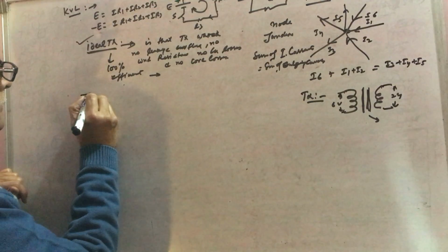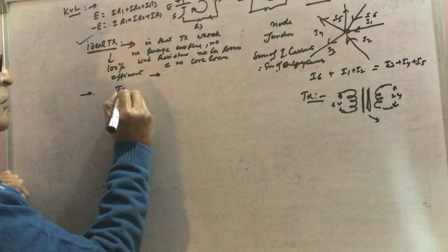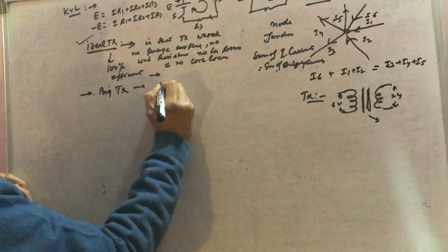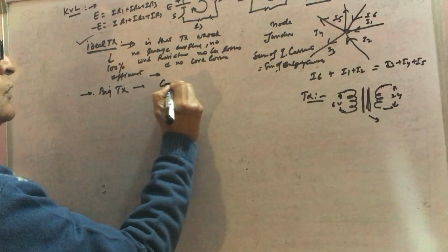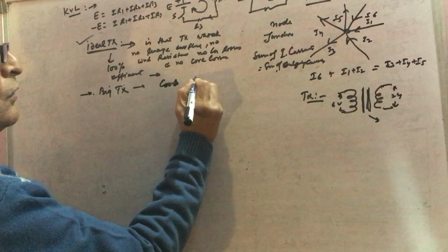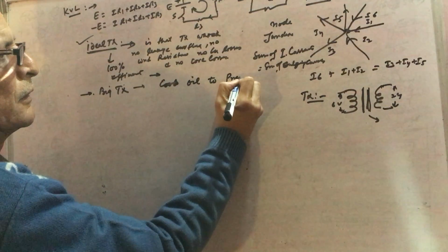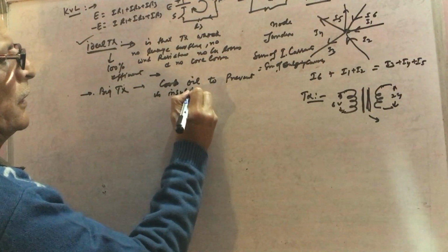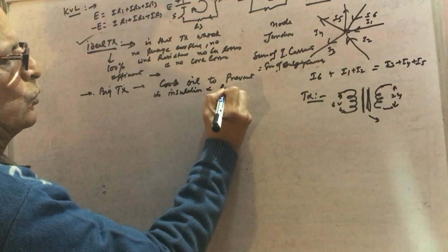The next question: big transformer placed in cooling oil to prevent its insulation and for cooling.